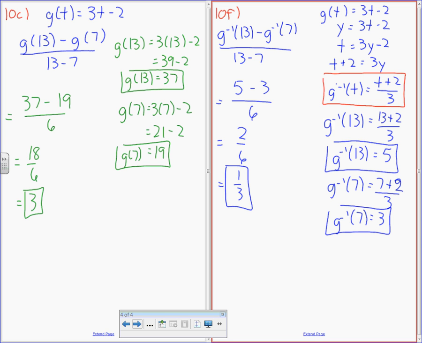Okay, that's basically what we did in yesterday's lesson if you weren't here. The concept was you take the x and the y, you switch them, and you solve for the y, and that's good.